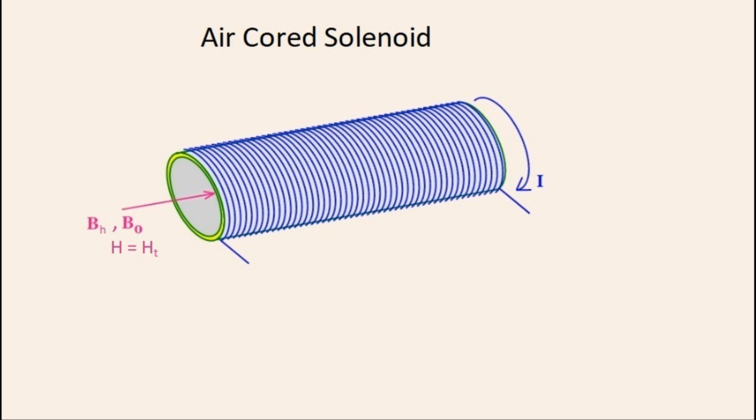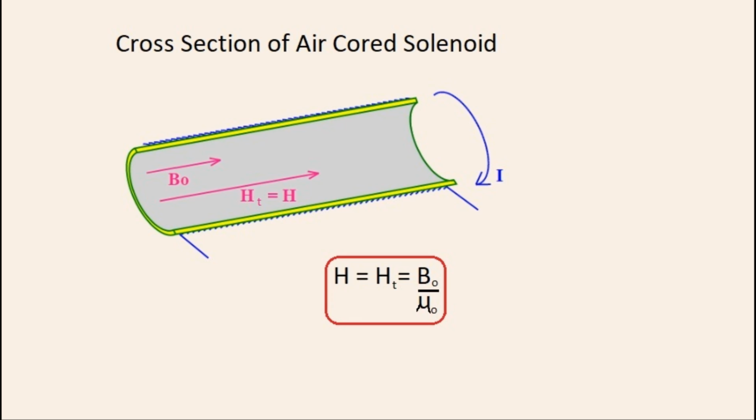Here is an air-cored solenoid. There is no magnetic material in it to contribute to the total magnetic field, so the total magnetic field HT is equal to H. Here is a cross-section of this solenoid with these vectors inside it. Here is the relation between these vectors. H is just B0 multiplied by a constant, so is just another way of writing B0.